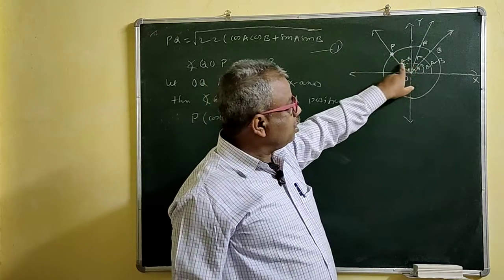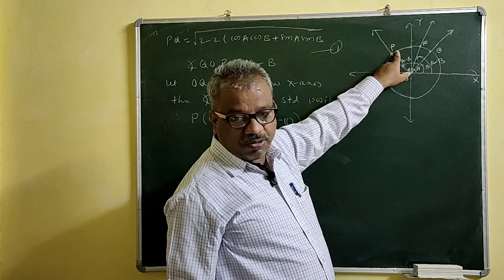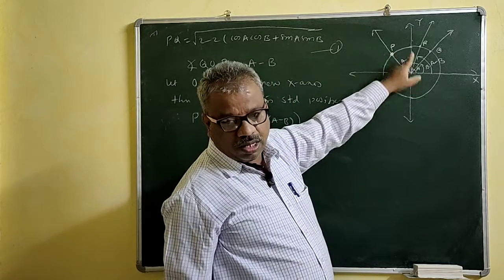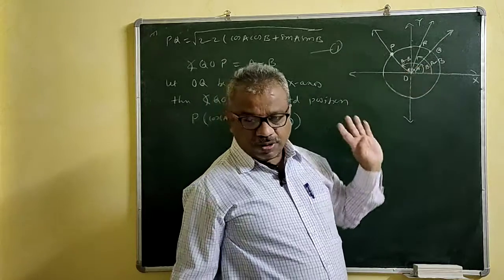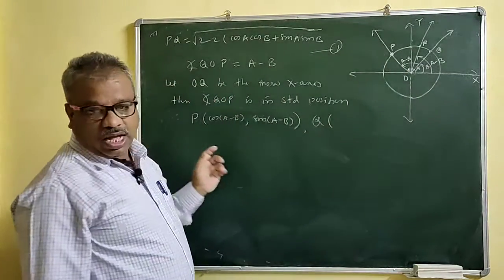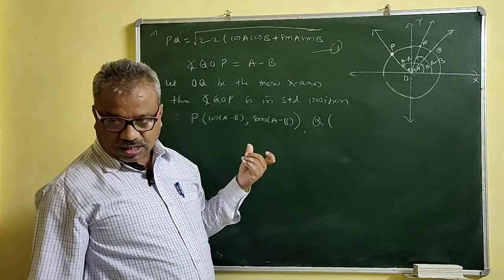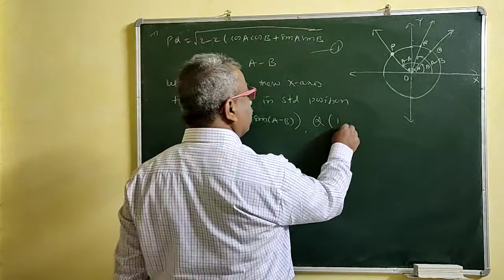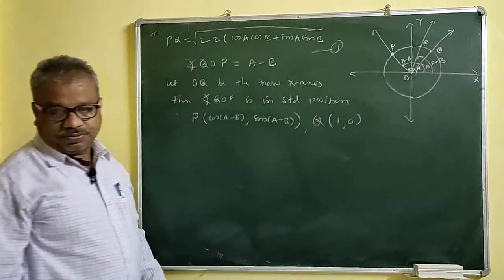Then the cosine of P, which is nothing but the x coordinate of P, will be what? The cosine of A minus B. And your y coordinate will be what? Sine of A minus B. Right? And your Q is on the x-axis, and OQ is the radius of the circle, so it is 1. So this is (1, 0) then.